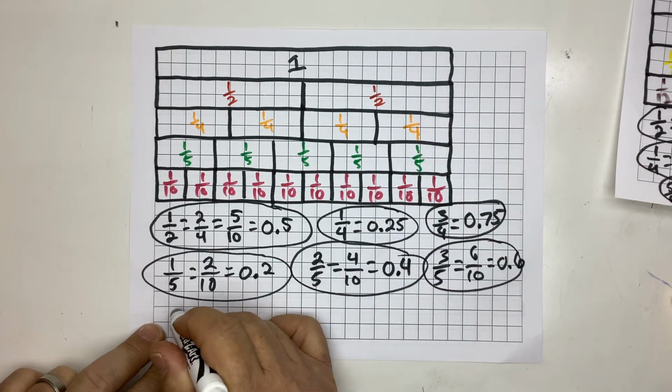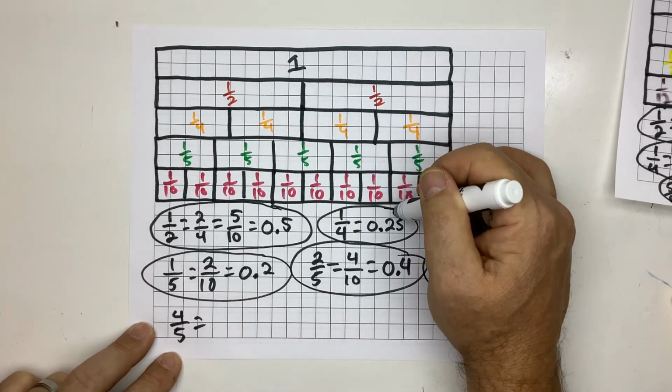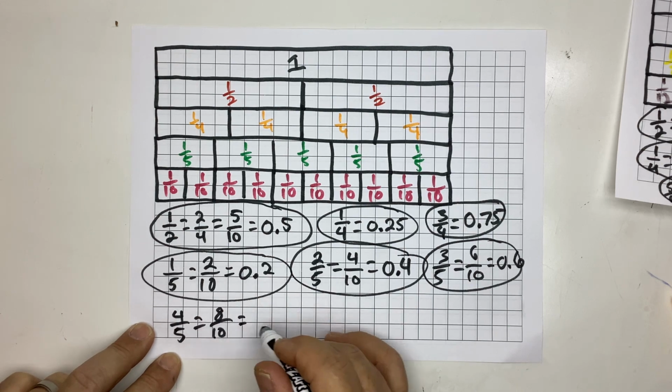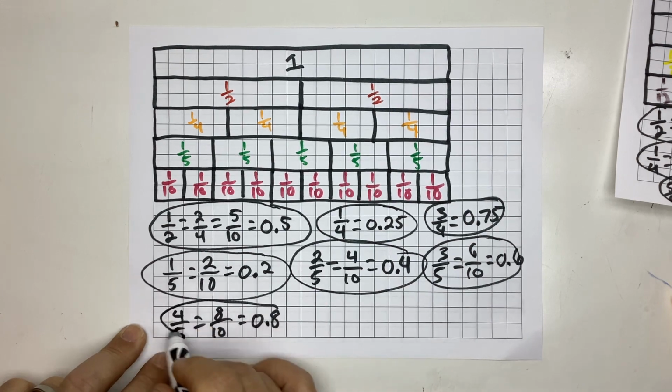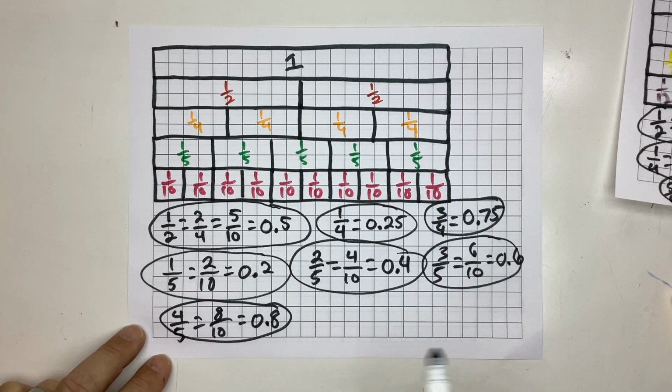4/5, I'm sorry. 4/5 is equal to 8/10 or 0.8. So if you were doing a paper and you got 4 out of 5 right, that'd be 8/10 or 80%. So these are all the equivalents.